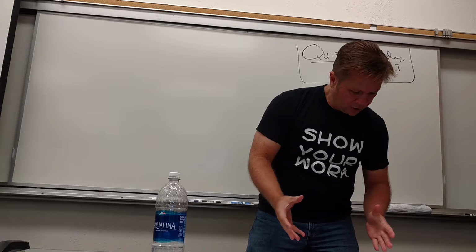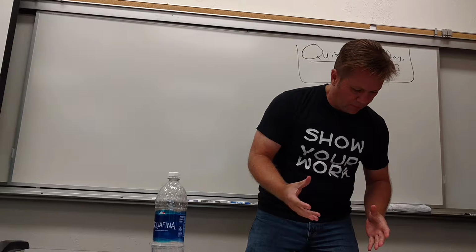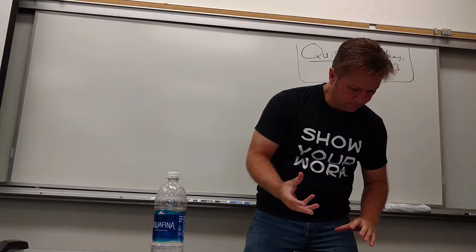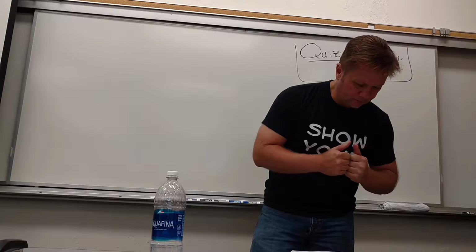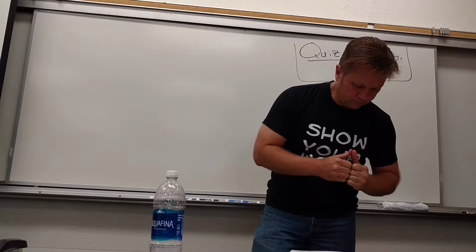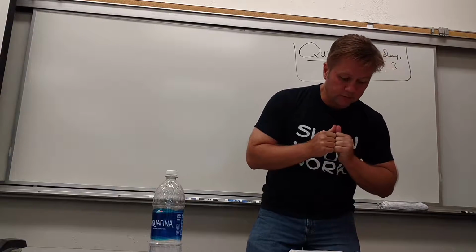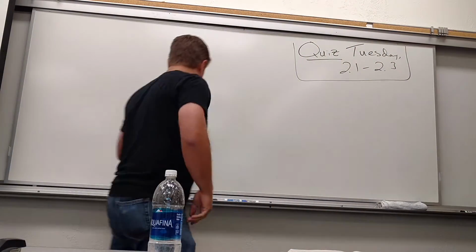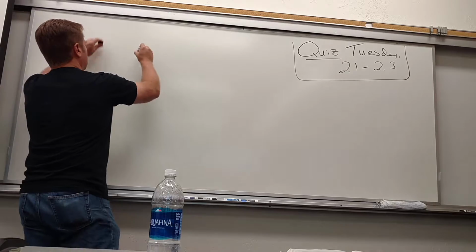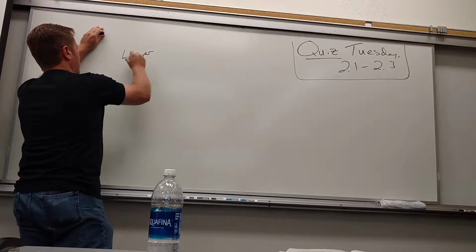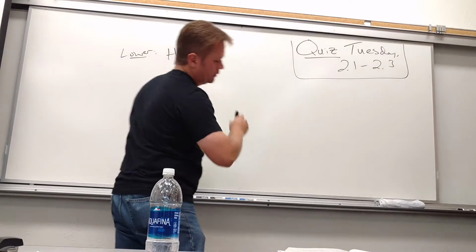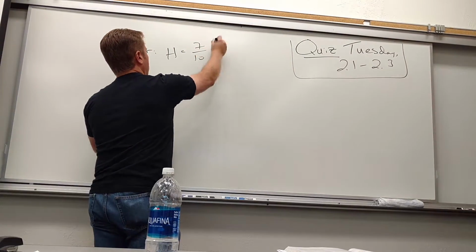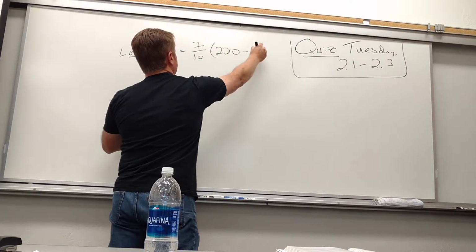They give you an equation for the lower limit where A represents what? What do you think A represents? Heart. So they give you this equation. For the lower range, they give you H equals 7/10 times (220 minus A).